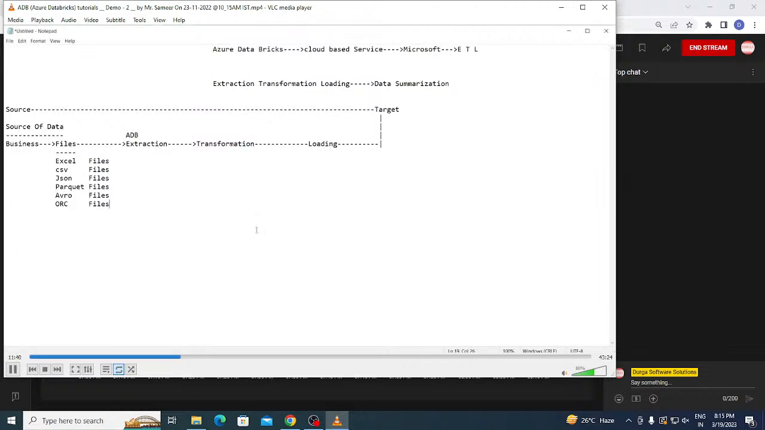Now, apart from getting the data from the files, we can also get the data from the business.